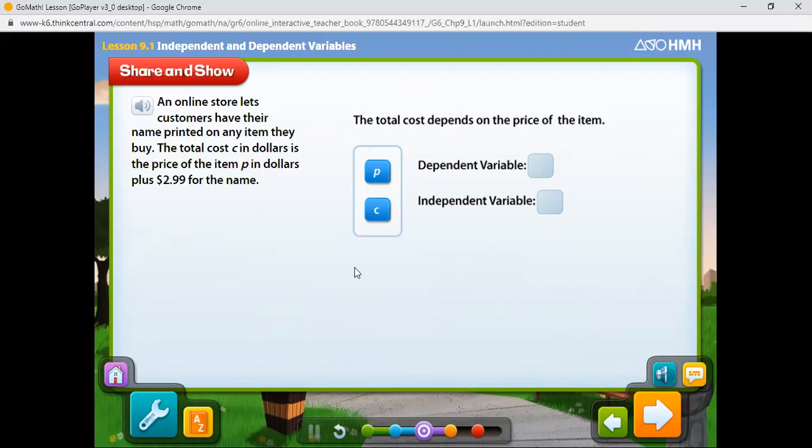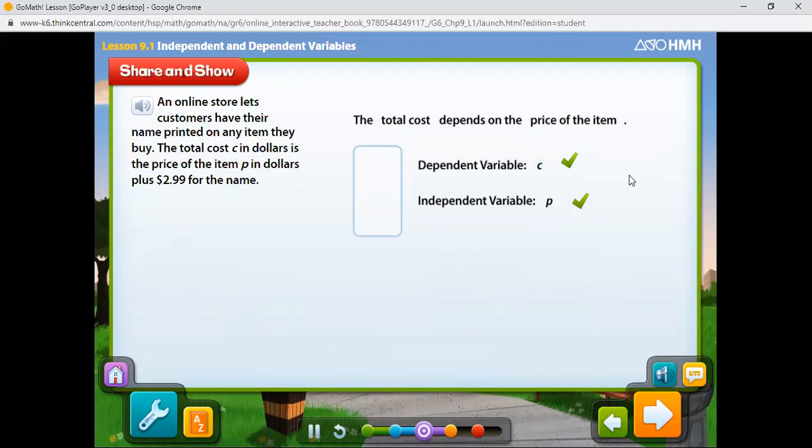Okay, now which is the dependent variable? So now we said that total cost is dependent. So what's the total cost? It's C. So let's put C here. The price of the item is independent. So let's put P here. Let's check.